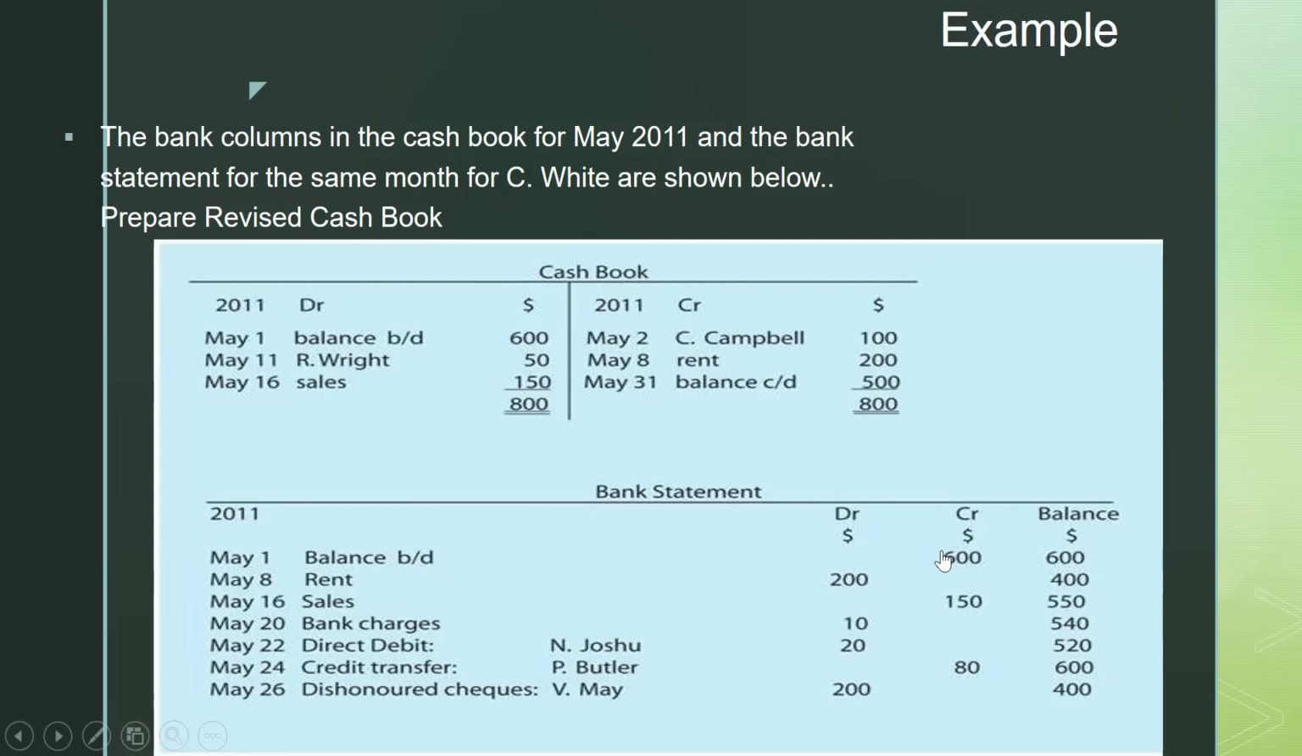So bank charges, debit or credit? Credit side. So the debit side in the bank statement, so credit side of the cash book. Direct debit? Credit side. Credit transfer? Debit side. Dishonored check? Credit side.